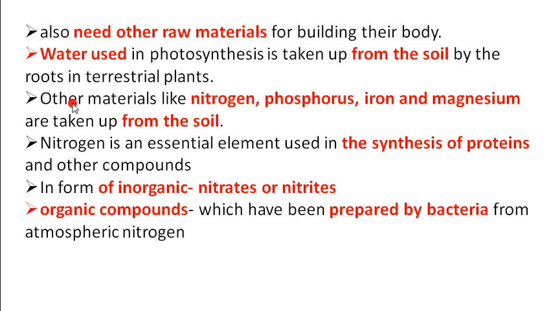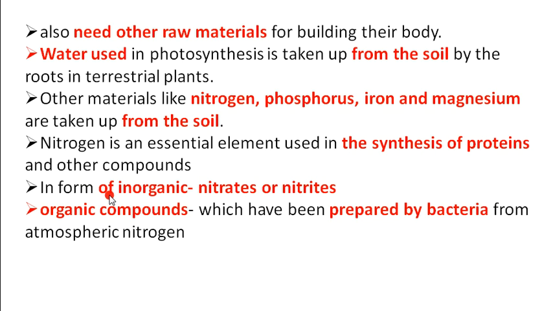Now, other materials like nitrogen, phosphorus, iron and magnesium are taken up from the soil. These are also required by the plant, and the soil contains these elements. Nitrogen is an essential element used in the synthesis of proteins. This is the role of nitrogen in the plant system. For the synthesis of proteins, plants require nitrogen, and other compounds are also made up of nitrogen.